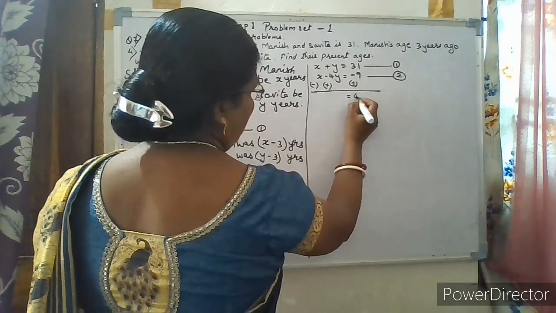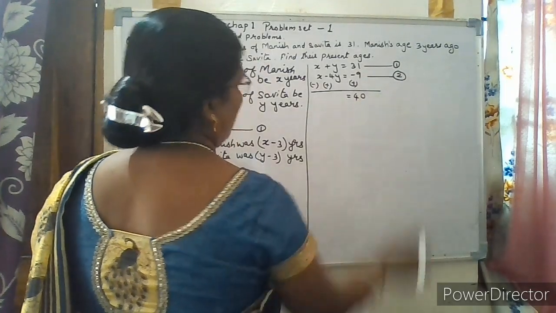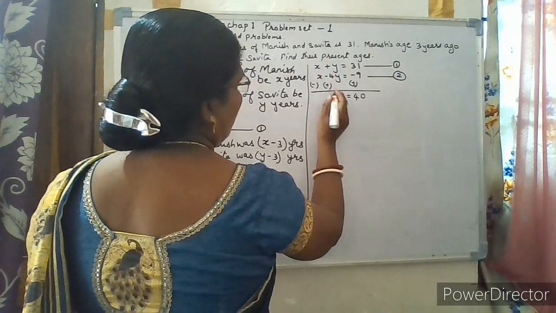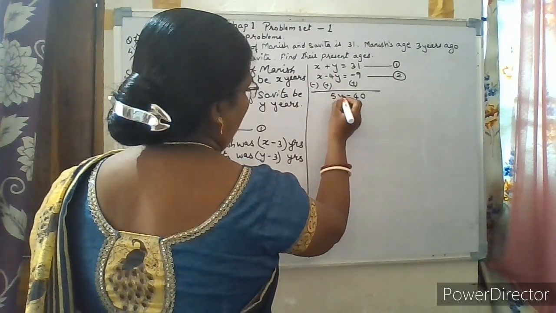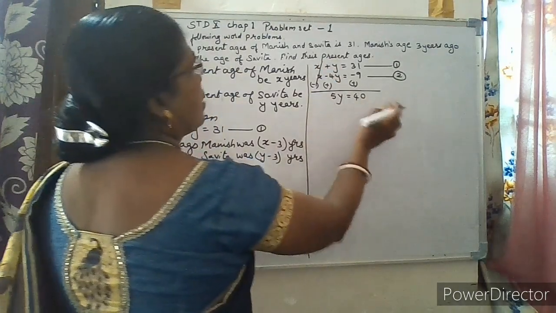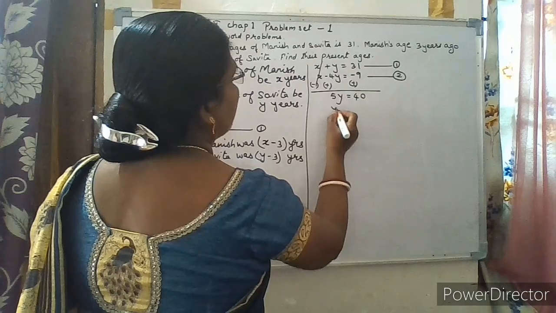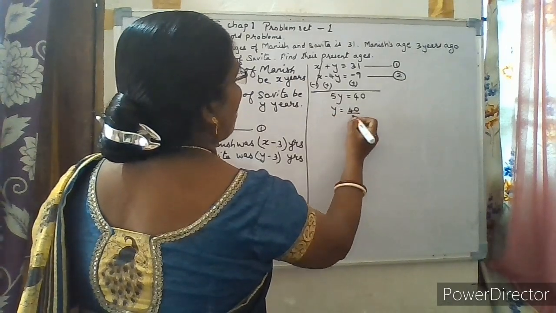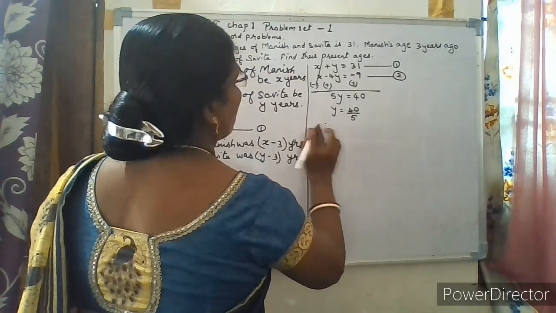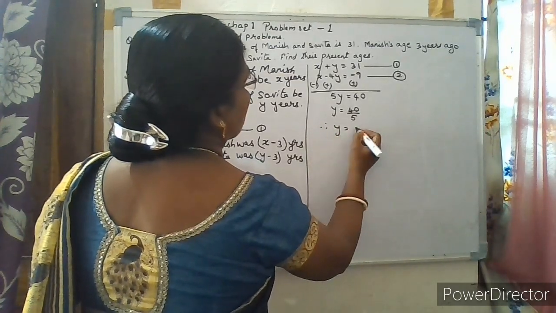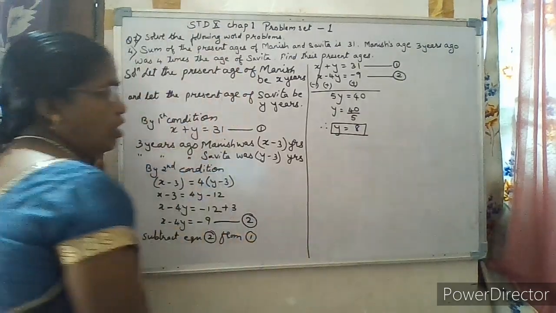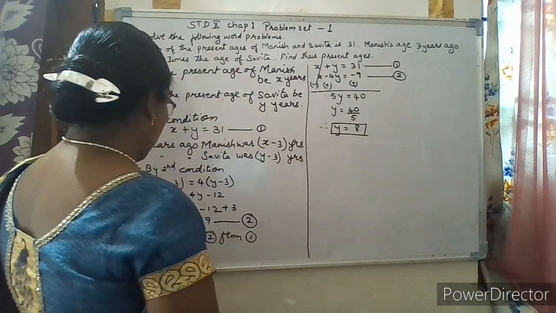You will get both the signs same, and put the same sign: 40. 1y and plus 4y, you will get 5y. And x gets cancelled. So 5y is equal to 40. Therefore, y is equal to 40 by 5. So y is equal to 8, because 5 eights are 40. We have got the y value equal to 8.